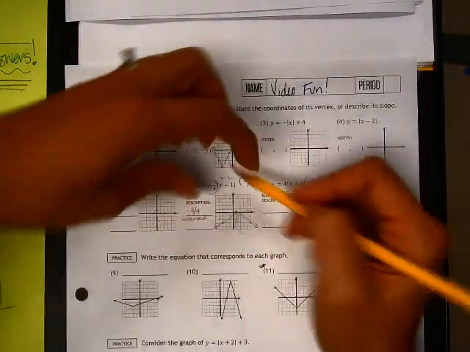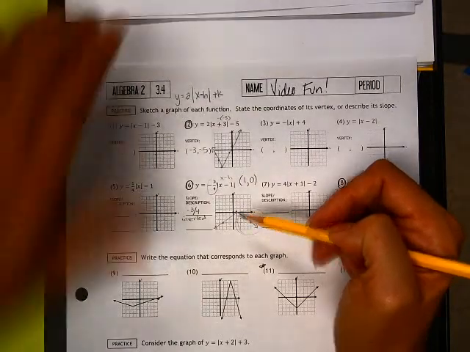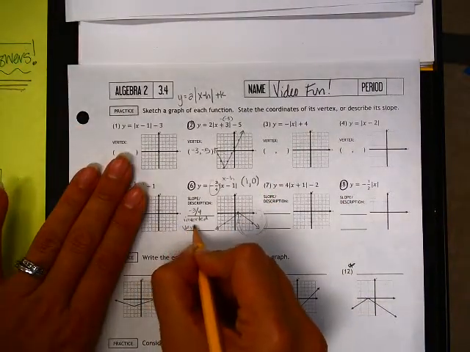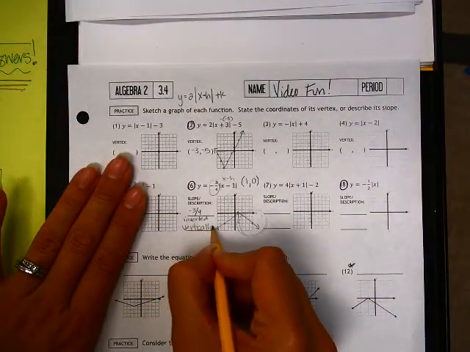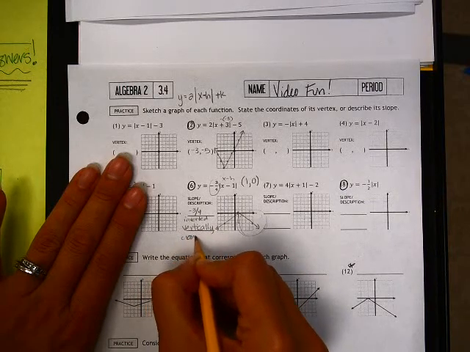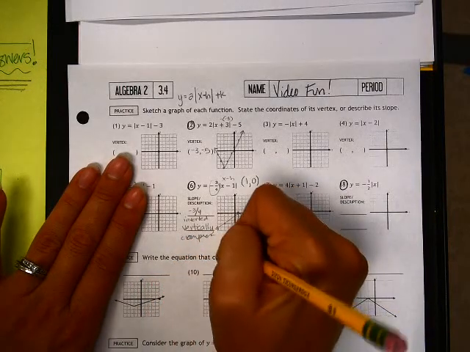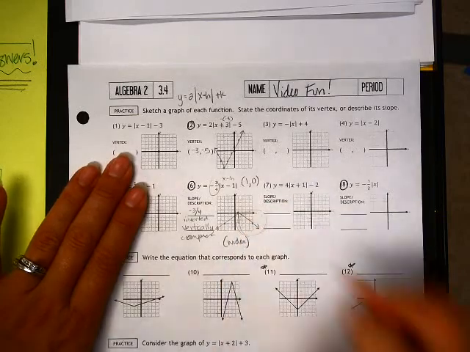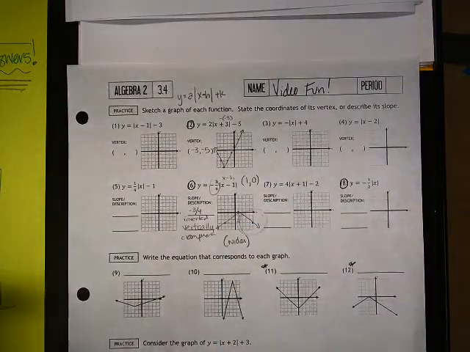This one here is what we would call stretched. It's just a little bit taller. So we're going to say vertically compressed. If you want to say it's wider, I'm cool with that. That's a good description. I like that.